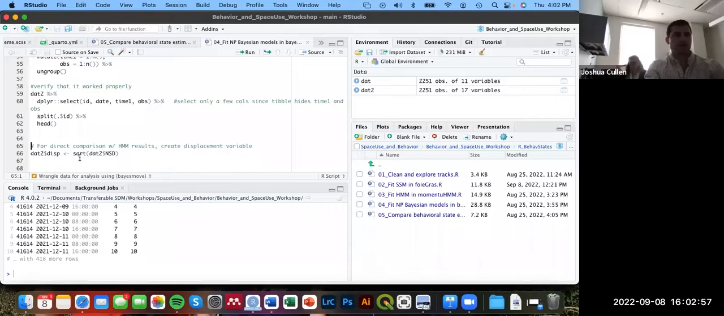And then this next line, I'm going to be taking the square root of net square displacement to calculate just displacement and add that to a new column called disp.